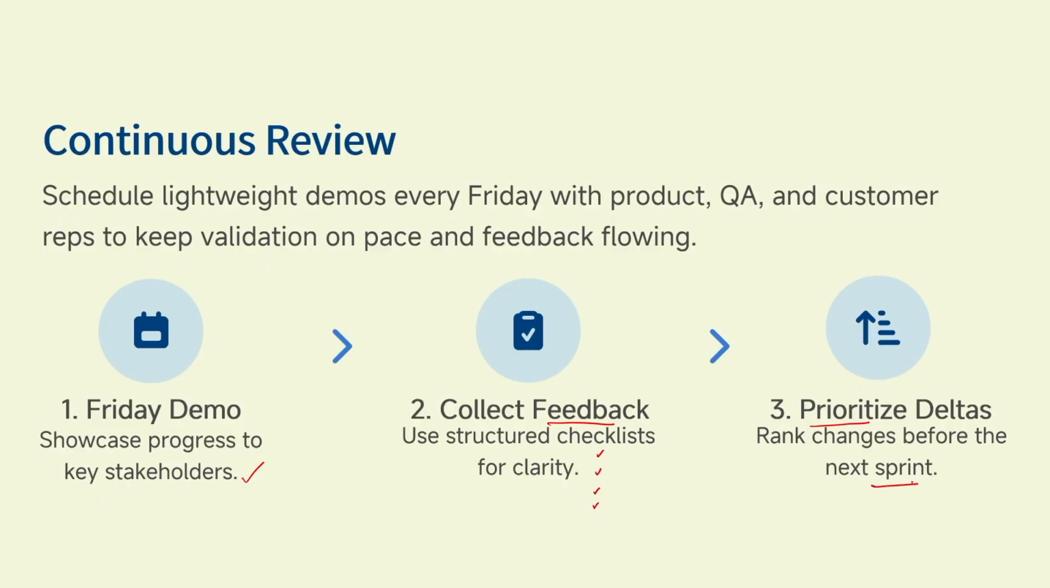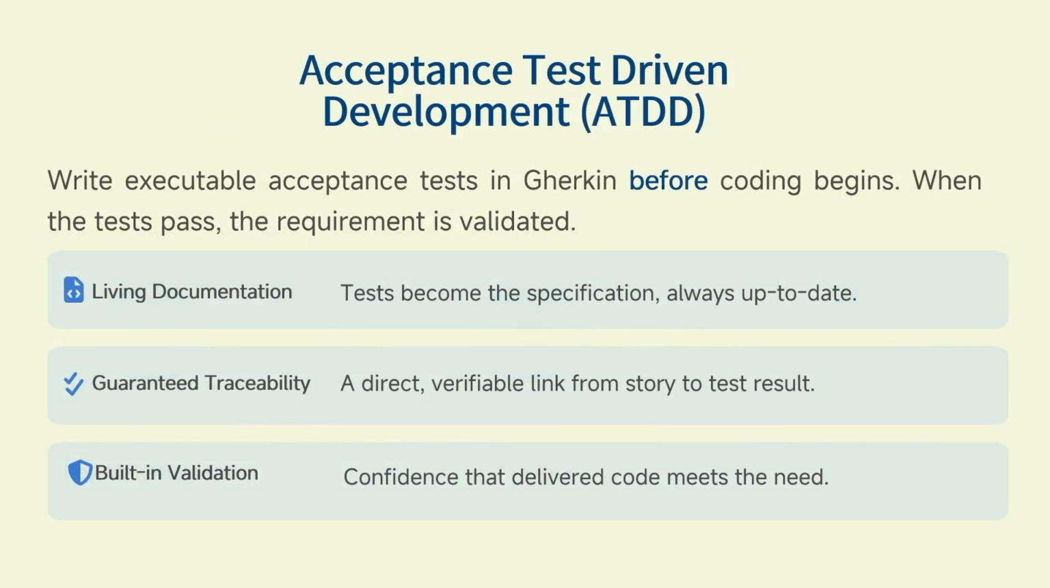So next, possible implementation. Acceptance test driven development. This is very common in agile processes, where we will be having executable test cases which are written using Gherkin. So Gherkin is one software which is used to write the executable specification. So even before you try to implement, we can write test cases.